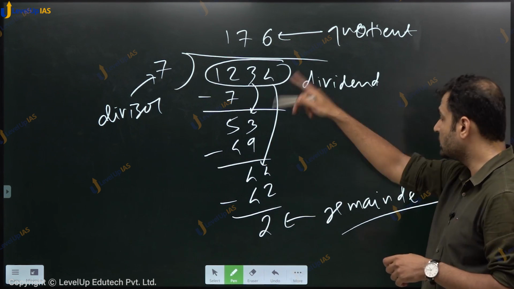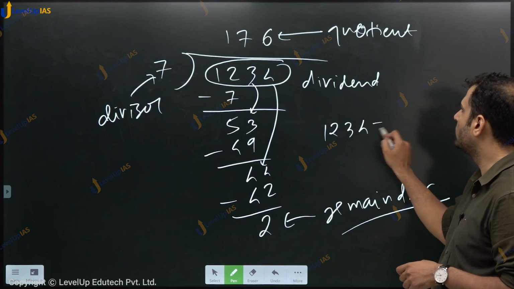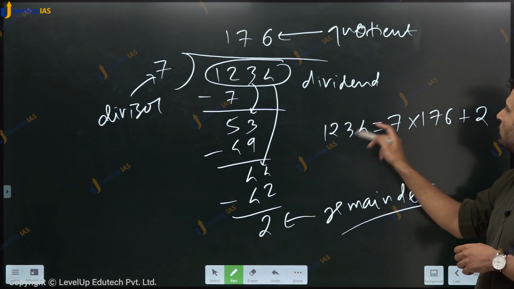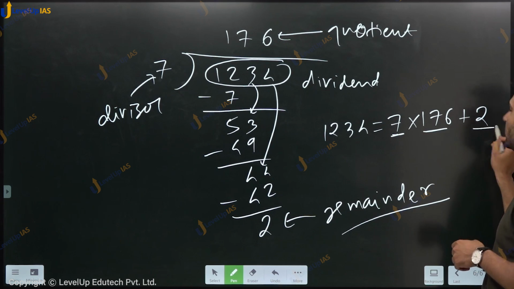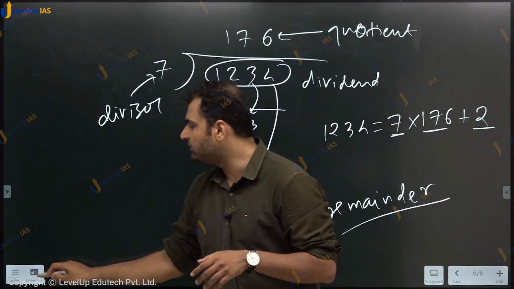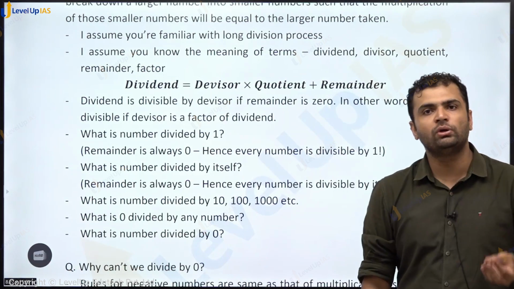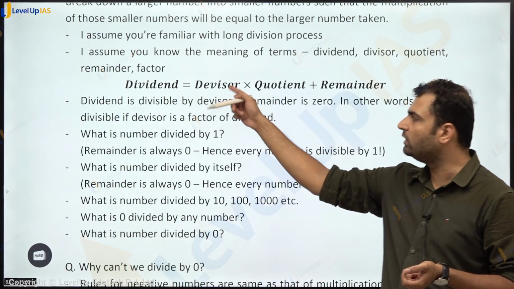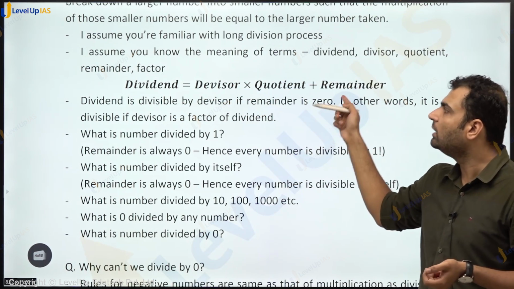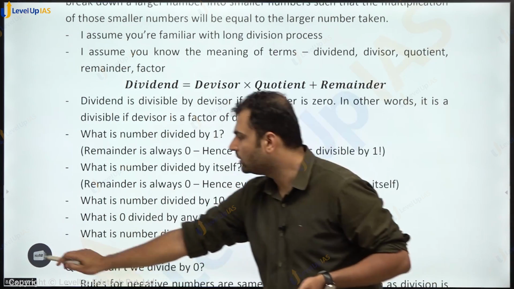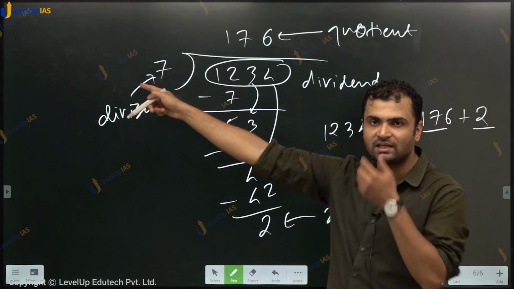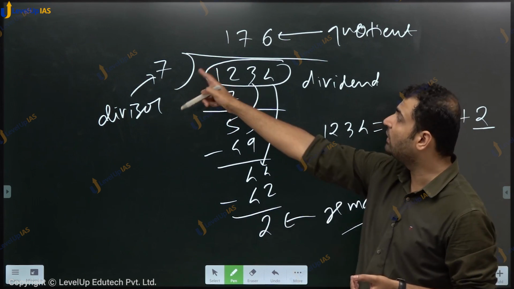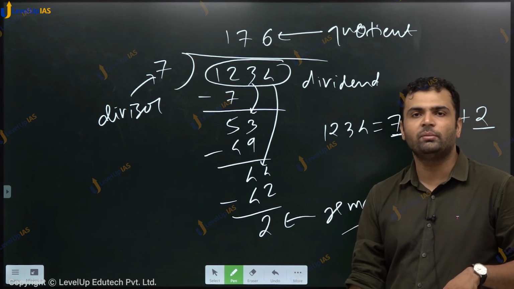And the relationship between them is 1234 is equal to 7 into 176 plus 2. Dividend is equal to divisor into quotient plus remainder. This is what we call the division algorithm. Any two numbers, when you divide one number by another number, that relationship can be written in this form. Dividend is equal to divisor into quotient plus remainder. And here the remainder has to be less than the divisor. That is, this 2 has to be less than 7. If this 2 is not less than 7, then we can divide once more by 7 to get a remainder less than 7.